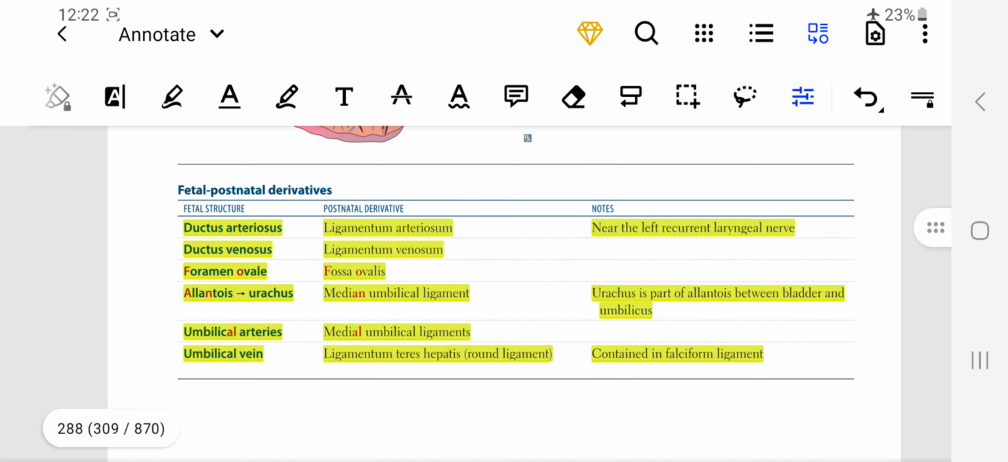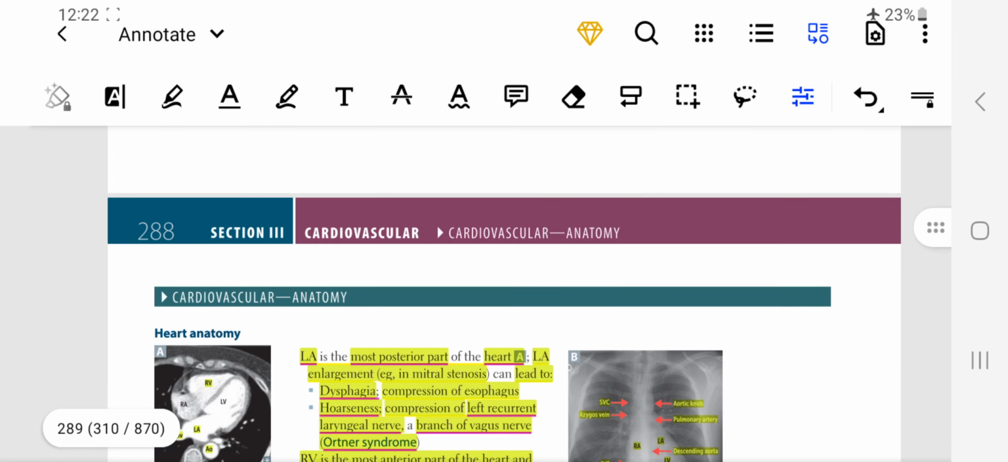Then we have umbilical vein that would lead to ligamentum teres hepatis, round ligament, contained in falciform ligament.